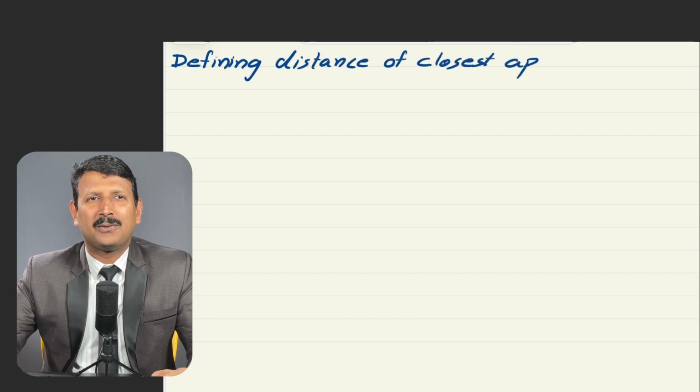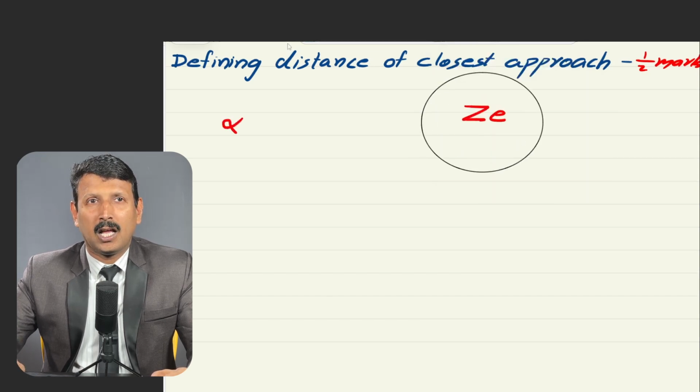Shall we start now? First, we are going to discuss the definition of the distance of closest approach. For answering this one, you will get half a mark, out of a total of 2 marks. Half a mark is for explaining the distance of closest approach. So draw a small diagram to represent it.